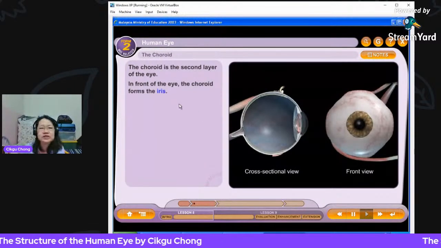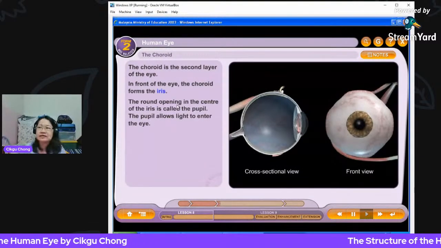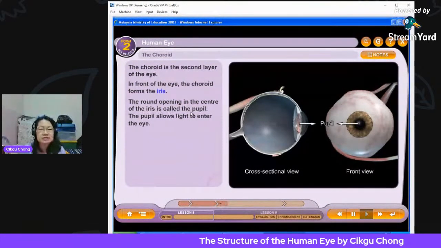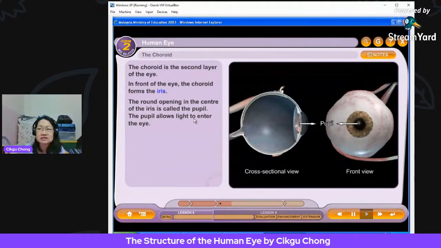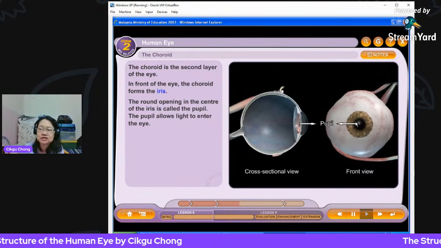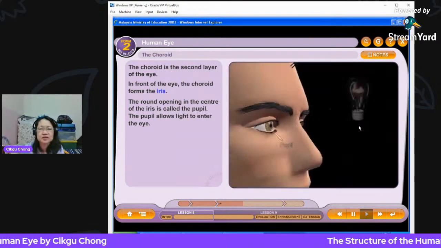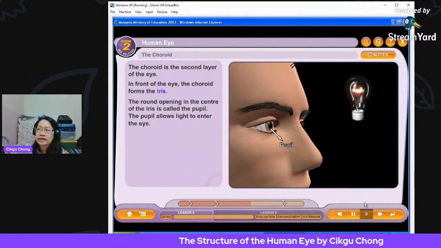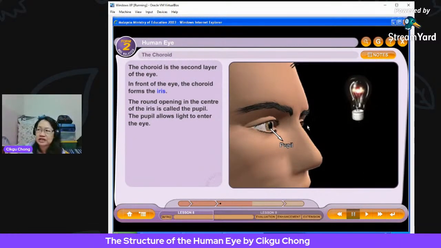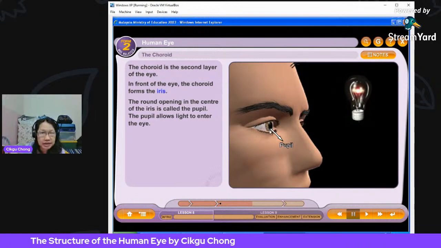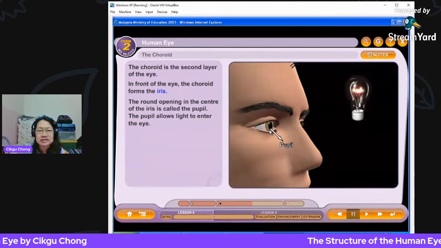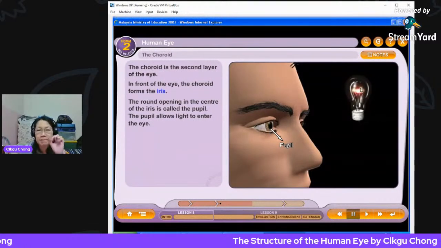So it changes the size of the pupil. The round opening in the center of the iris is called the pupil. The pupil allows light to enter the eye, and the size of the pupil determines the light that enters. Just now you saw the picture. In dim light, when the light is very little, you see that the pupil becomes big. The pupil becoming big, we call dilate, D-I-L-A-T-E. Dilate means become bigger, so that more light can enter.